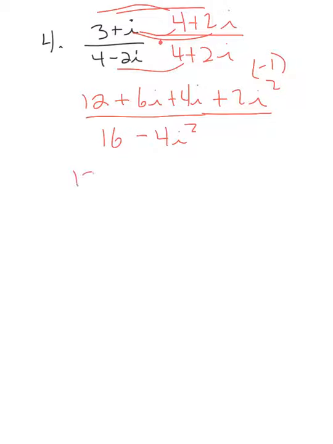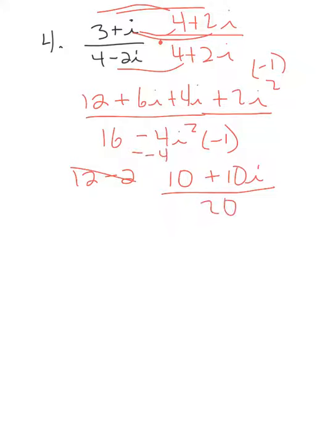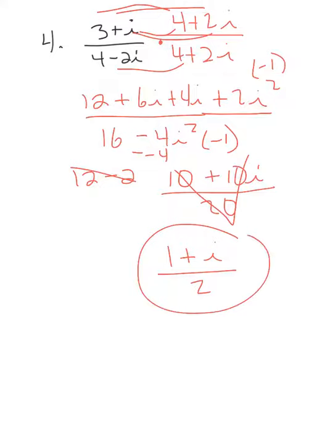So I basically have a 12 and a minus 2 in the top if I take the first and last piece. And then of course I can replace that with 10. And 6i and 4i make 10i. So that's the right form on the top. On the bottom I got 16 minus, that's going to be 4 times a negative 1, so it's a negative 4. So it's 16 minus a negative 4, which is 16 plus 4, so that's 20. And of course, as you can see, bingo, 10 goes into all these, so it's going to be 1 plus i all over 2. And that will be our answer in a plus bi form.